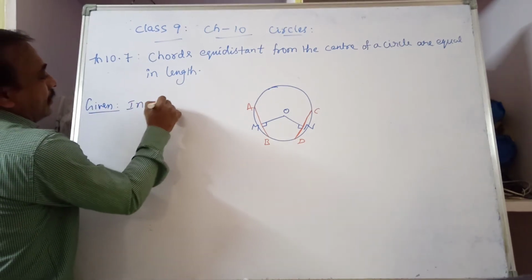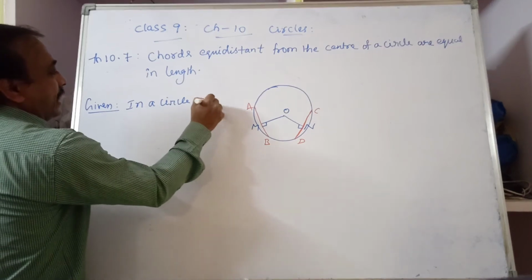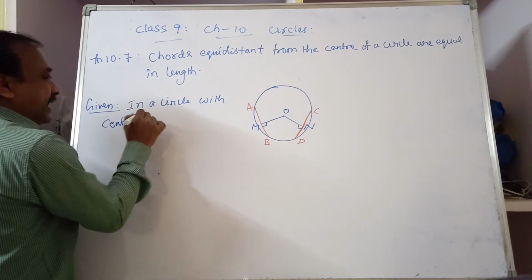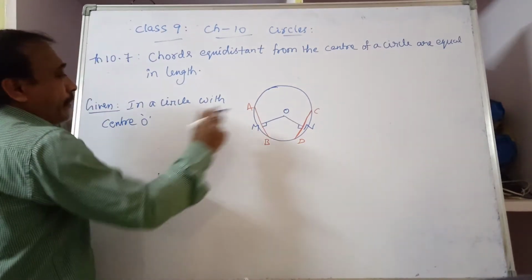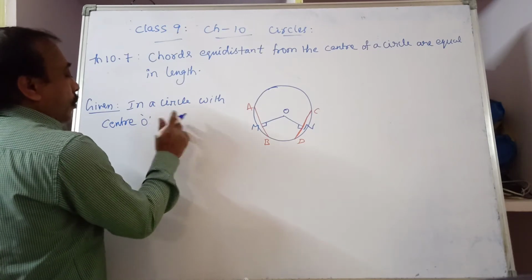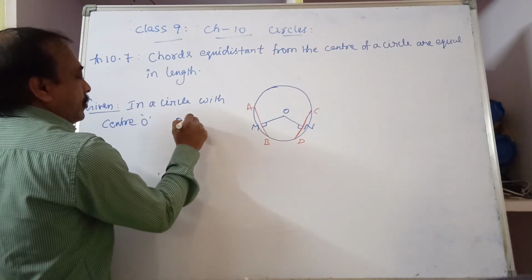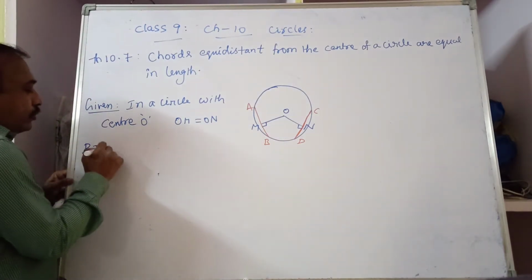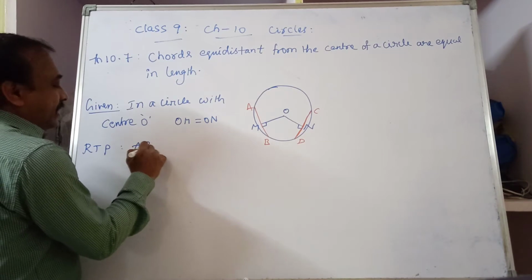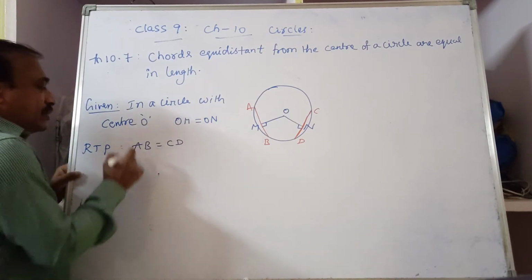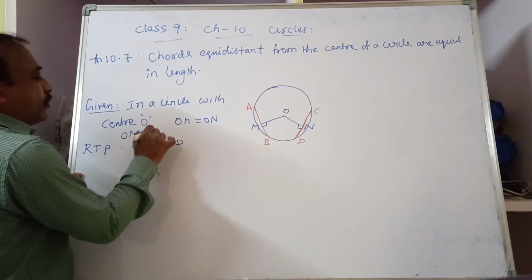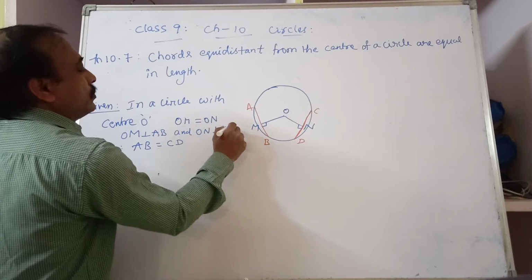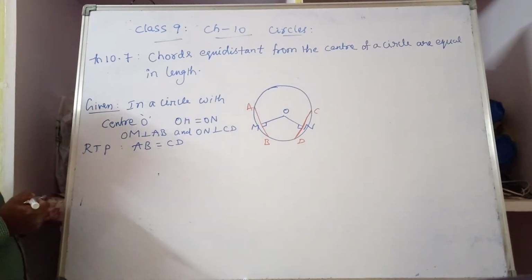Given: in a circle with center O, OM is equal to ON. Required to prove: AB is equal to CD. Here OM is perpendicular to AB and ON is perpendicular to CD. We have to prove that AB is equal to CD.